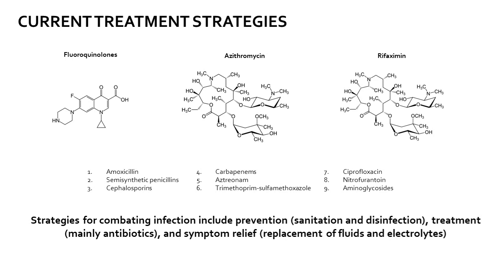The current treatment strategies include fluoroquinolones, azithromycin, and rifaximin antibiotics. In addition, a broad range of antibiotics ranging from amoxicillin to aminoglycosides are effective against E. coli infections of various strains. Supportive treatment includes replacement of fluids and electrolytes lost during dehydration, and preventative treatments are focused on hand washing, improved sanitation, access to clean drinking water, cooking of foods, and pasteurization of beverages.